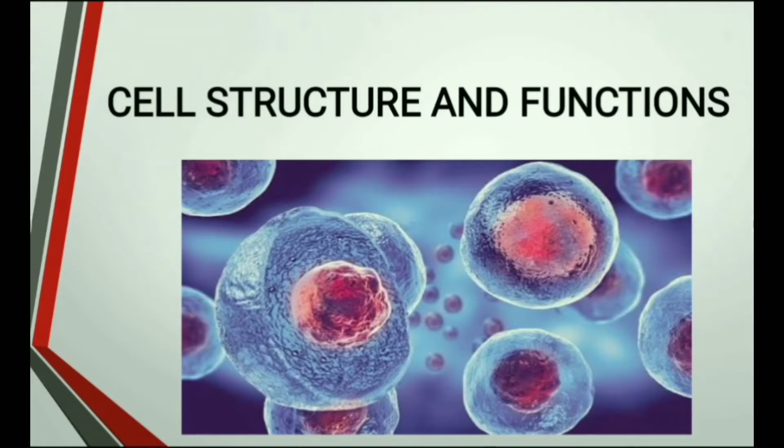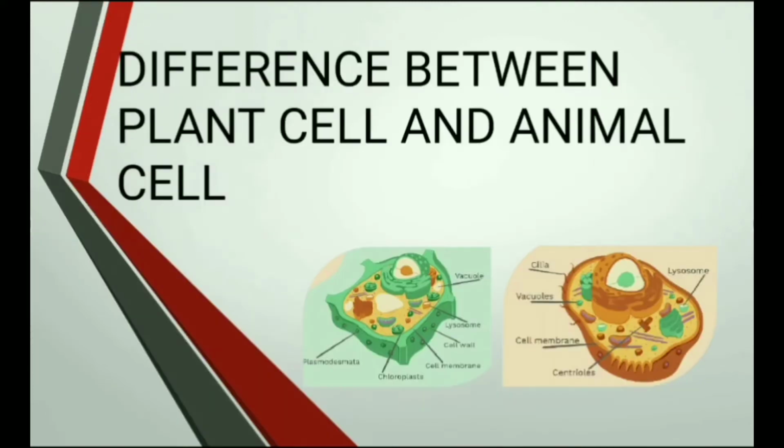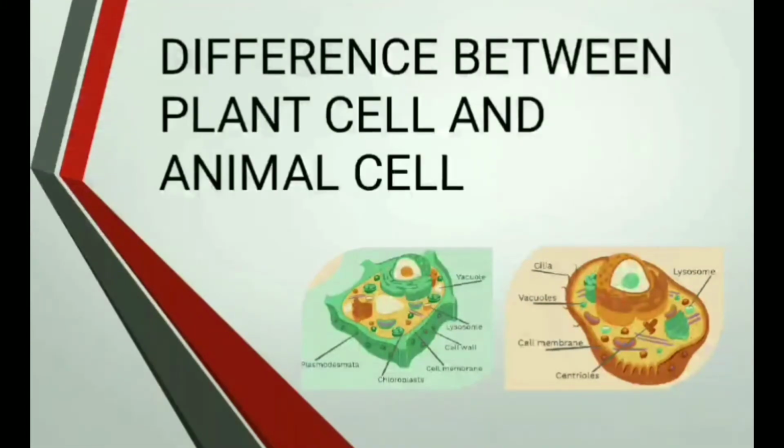We have studied that plant cells and animal cells are similar in many respects, like both the cells have a nucleus, both have a cell membrane, both have mitochondria, etc. Now, today we will know how animal cells and plant cells are different from each other.